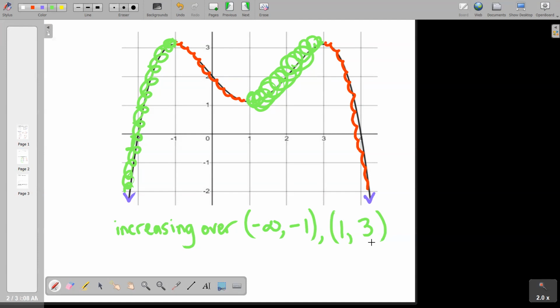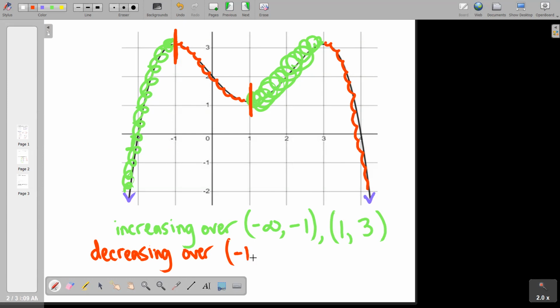Okay. And then I'm going to switch colors and we're going to do the decreasing intervals. So we're going to say that the function is decreasing over. And again, I've just got two red intervals. One of them runs from here to here. And I simply define that again by the x-ness of it. Don't pay any mind to how high or low they are. We don't care. So where is that from? Where from and where to?